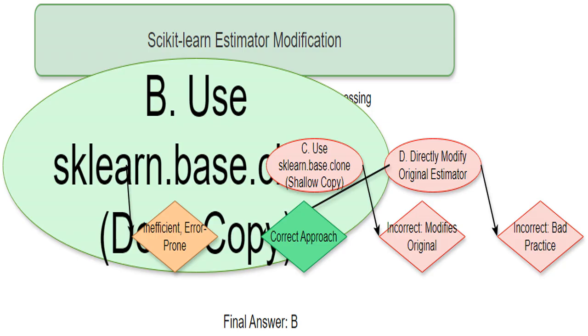This is the correct approach. sklearn.base.clone makes a complete, independent copy of the classifier. I can then safely add my pre-processing steps to this copy without worrying about changing the original. Think of it like photocopying a document. You have two identical, independent copies.